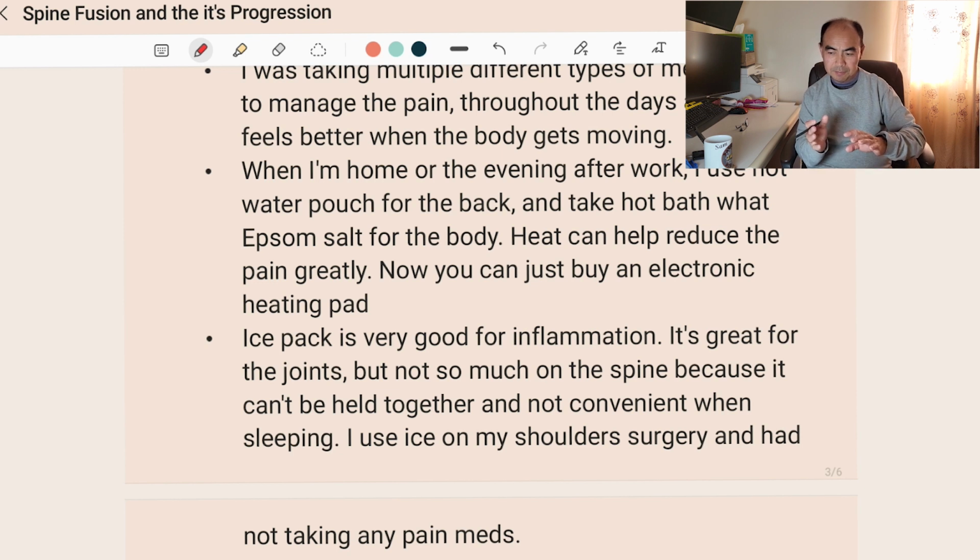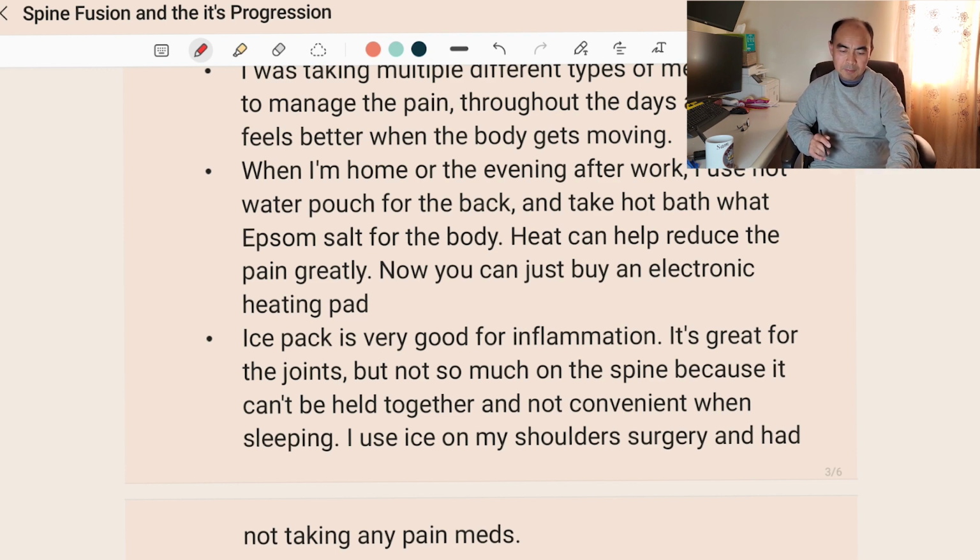Every chance I get, I would probably take a super hot bath, and I throw some Epsom salt in there. Epsom salt can actually relax the muscle and it reduces the pain, along with the heat in the bathtub. It just makes the body feel a lot better.